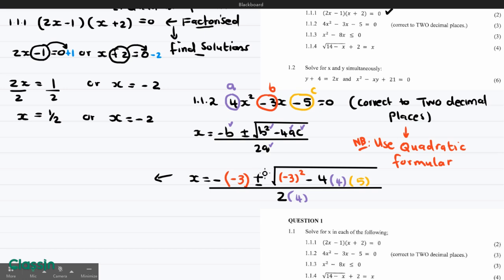The answer for this is going to be x equals to value, comma, value, or x is equals to value, another 2 value, because they said you must correct to two decimals.